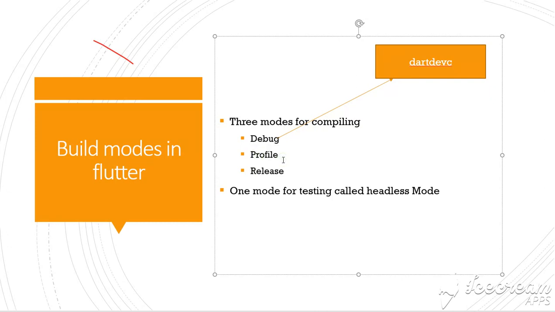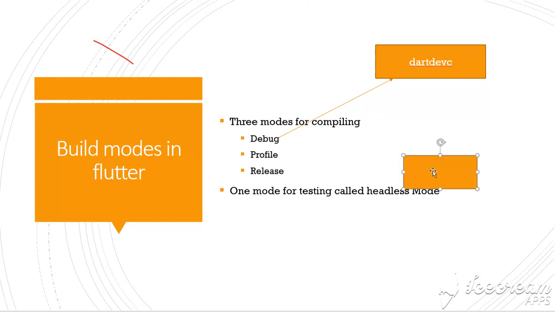Some service extensions are enabled, of course, and we use the Dart2JS compiler for the compilation of the apps in the profile mode. And the same compiler, that is Dart to JS compiler, is also used for release mode.